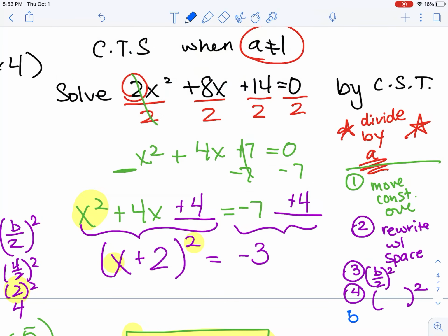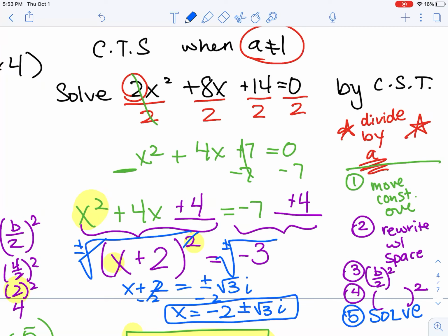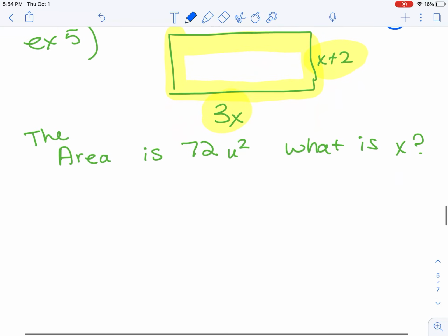And then the last thing is we're going to solve. In order to solve this, we're going to take the square root of both sides, plus or minus. We're left with x plus 2 equals, now remember, the root of a negative is an i, and that's the root of 3i. Minus the 2 from both sides, and we're left with x equals -2 plus or minus the root of 3i. Don't let the i freak you out. It's just a number. We keep it on the end. Okay? All right, let's look at this one.